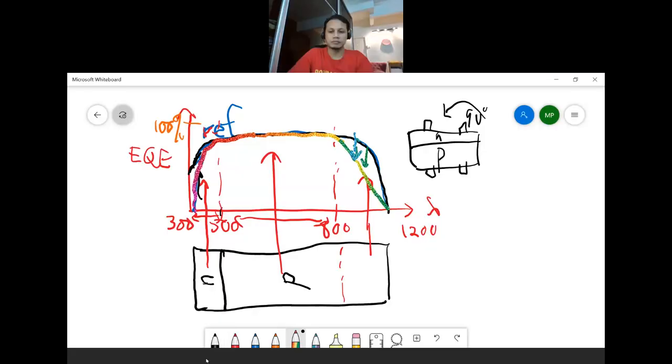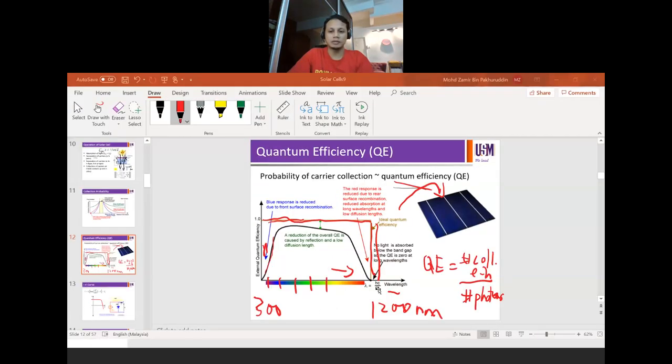Okay tak? Do you get that? Ada soalan on the quantum efficiency? Is it okay? Tak ada? Tak ada means okay, or perhaps you are still digesting? Tak apa, kalau ada nanti you just tell me, no problem. Okay, so let's move on to the next one.